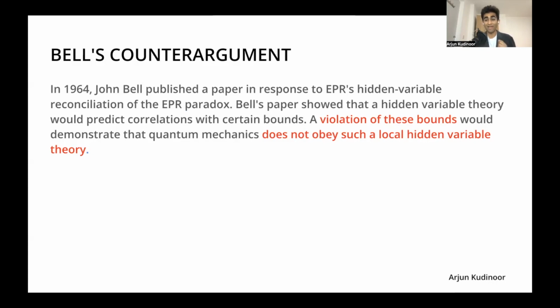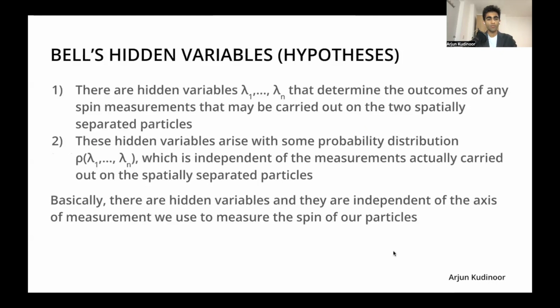It means that that type of a hidden variable just does not exist in quantum mechanics. So let's take a closer look at what this means. So we have a hypothesis. Let's construct a theory of hidden variables.